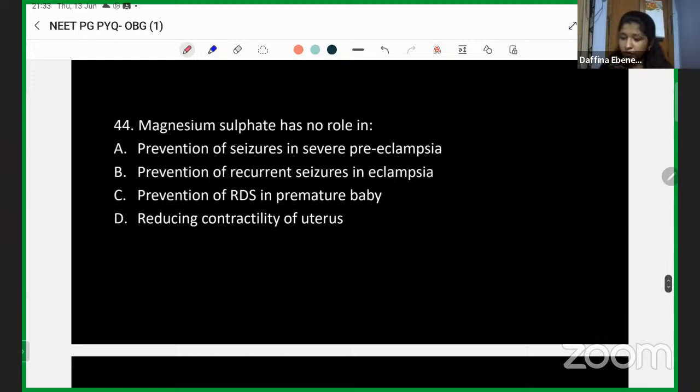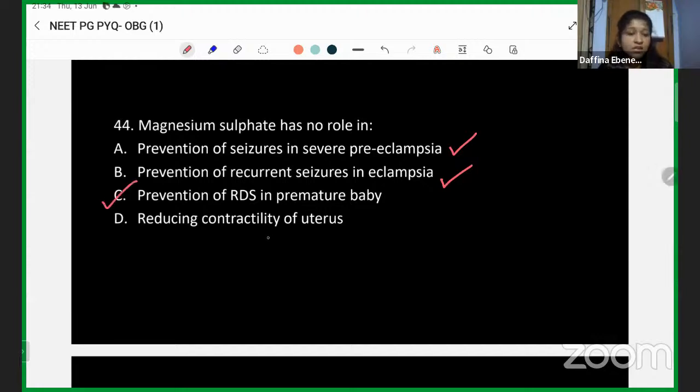Magnesium sulfate has no role in prevention of seizures in severe preeclampsia, prevention of recurrent seizures in eclampsia, prevention of respiratory distress syndrome in premature baby, and reducing the contractility of uterus. Yes, it prevents seizures. It prevents recurrent seizures in eclampsia. Does it have a role in RDS? No. It only prevents cerebral palsy in the baby. It does not prevent respiratory distress syndrome.